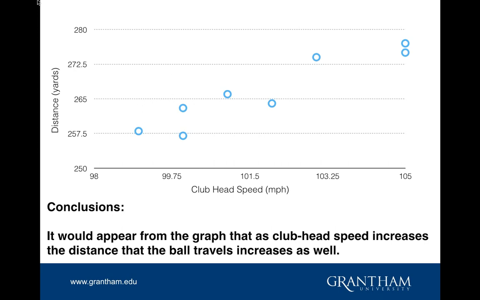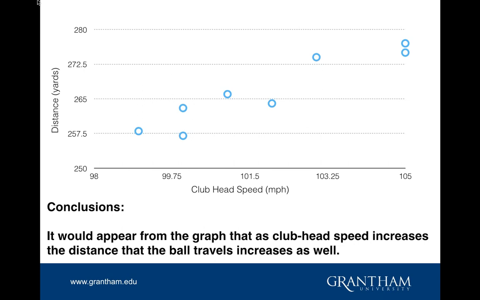It would appear from this graph that as the club head speed gets bigger, the distance that the ball will travel also increases. So if I want my ball, when I play golf, and I don't play golf, to travel a very long distance, then I would use a very large club head. If I wanted to travel a small distance, then maybe I would use a small club head. This is what my scatter diagram shows me.